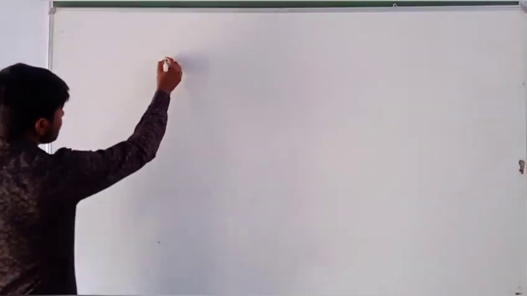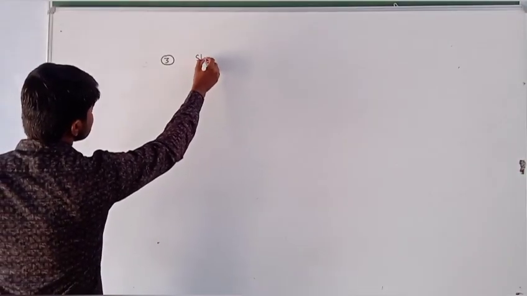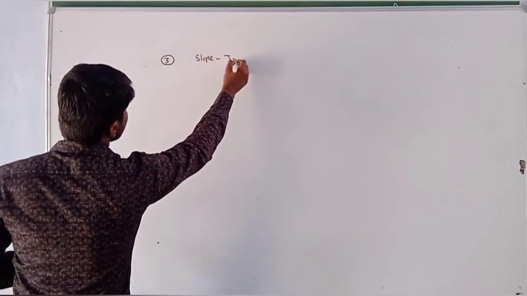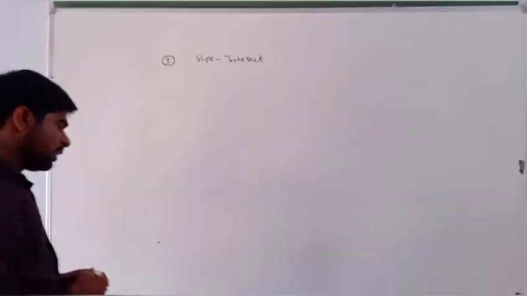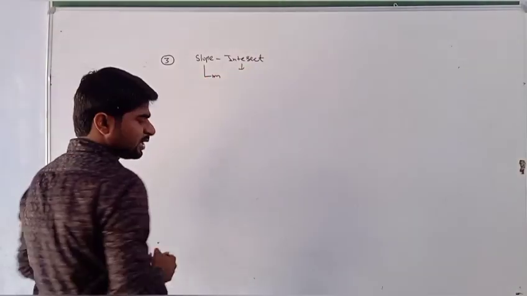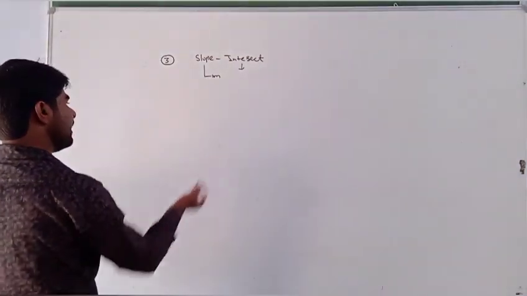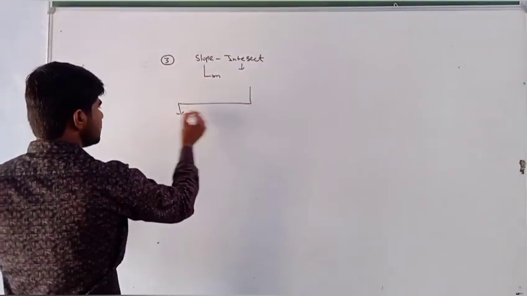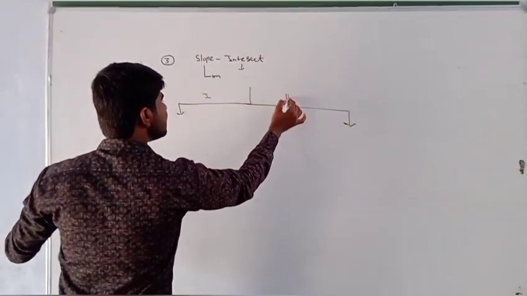So now the third form is slope intercept form. It means you are given the slope of the line and an intercept. This intercept may be on the y-axis or the x-axis. So we will take two different cases for this, first and second.